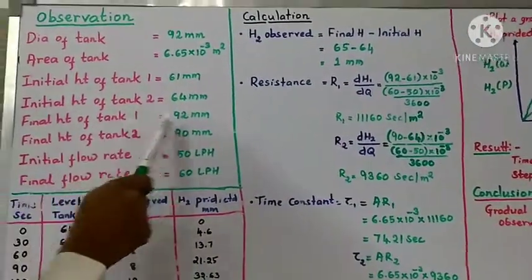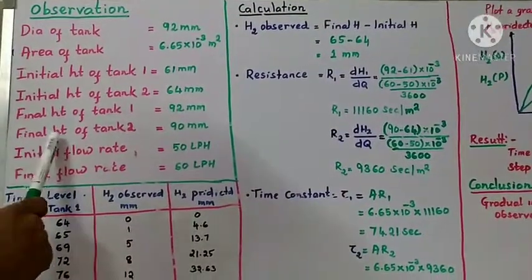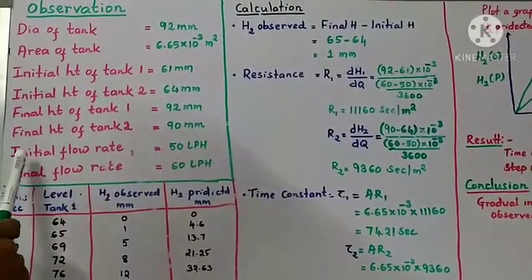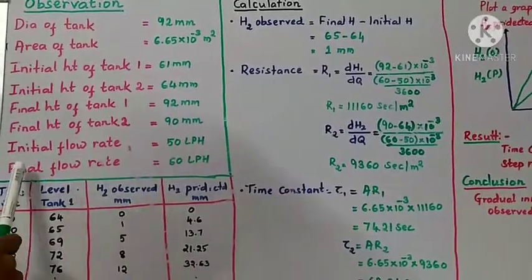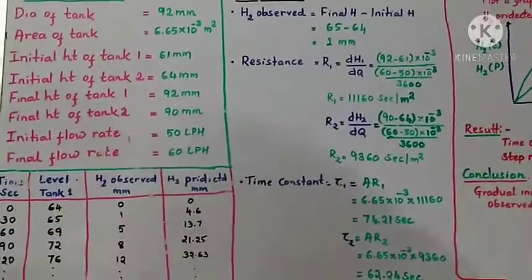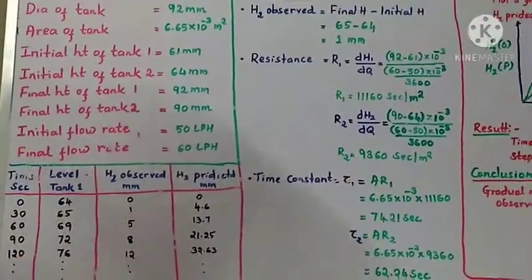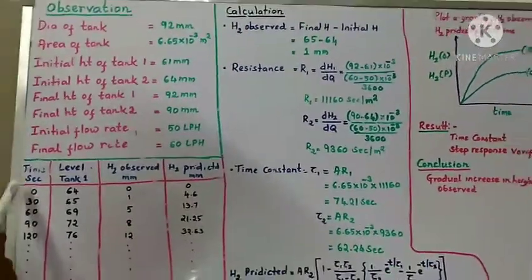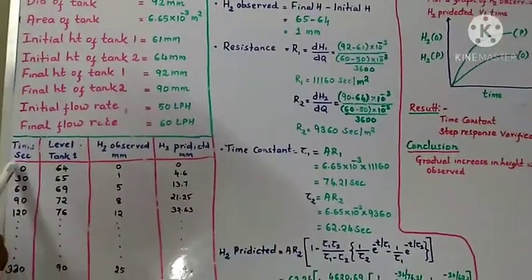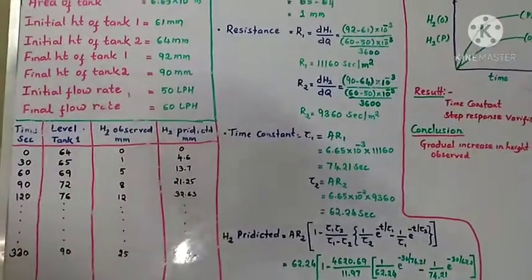Final height of tank 1 is 92 mm. Final height of tank 2 is 90 mm. Initial flow rate is 50 lph and final flow rate is 60 lph. Conduct this experiment and adjust the flow rate. How are you going to do it?